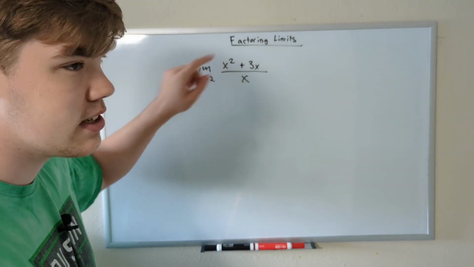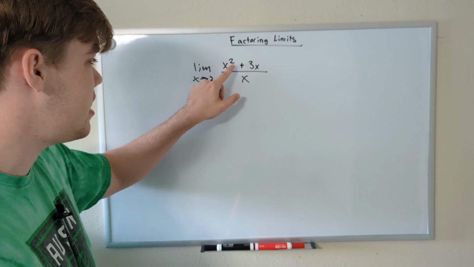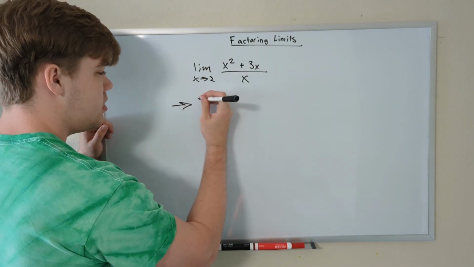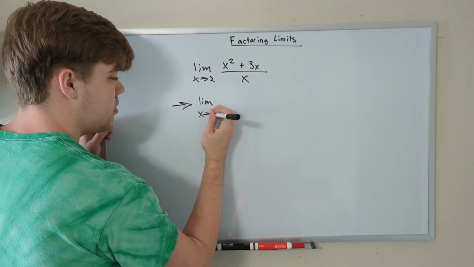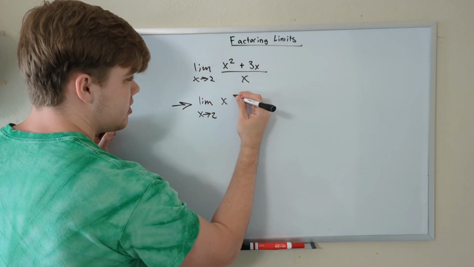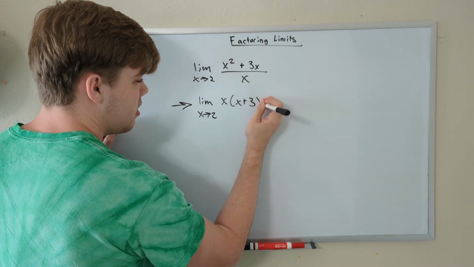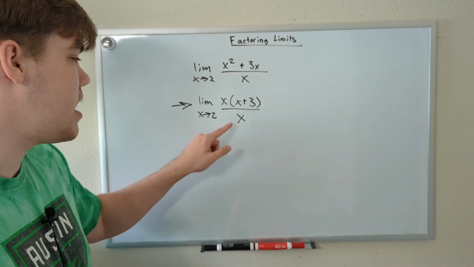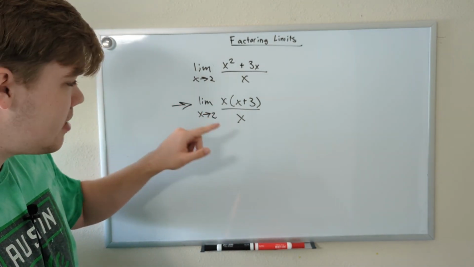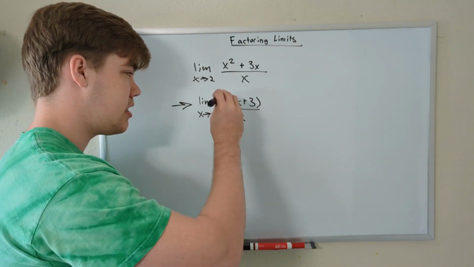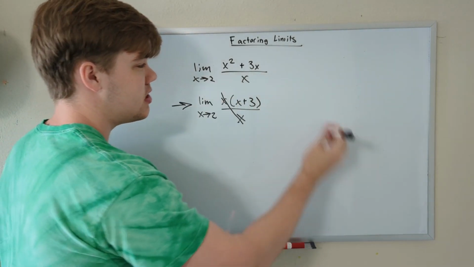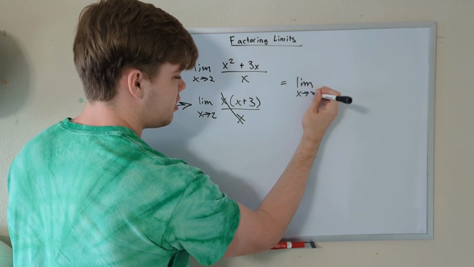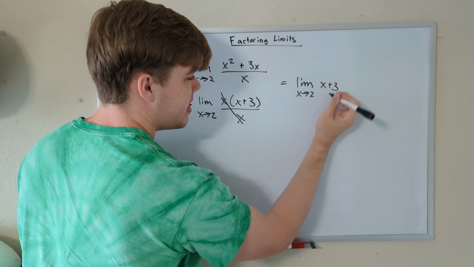Well, we can factor the top. You may notice that the top has an x in both parts of it. So we can change this limit problem into the limit as x approaches 2 of x times x plus 3, and then divide that by x. And once again, you may notice that we have an x on top and an x on bottom. And once again, we can cancel those two out, which means this problem is actually just equal to the limit as x approaches 2 of x plus 3.